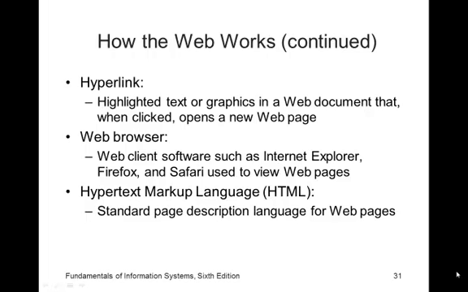These are just some terms that you're already very familiar with, I'm sure, but that relate to the web. A hyperlink is a highlighted text or graphics in a web document that allows you to connect to another web page when you click it. We use web browser software such as Internet Explorer or Firefox to view web pages. The web browser interprets the hypertext markup language that's used for creating a standard web page.